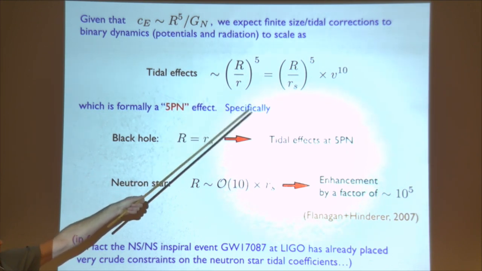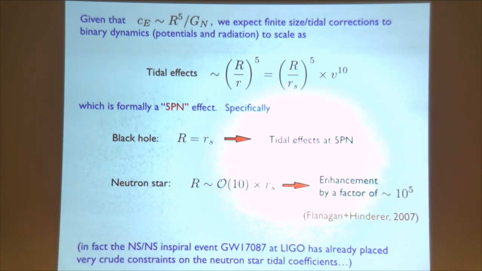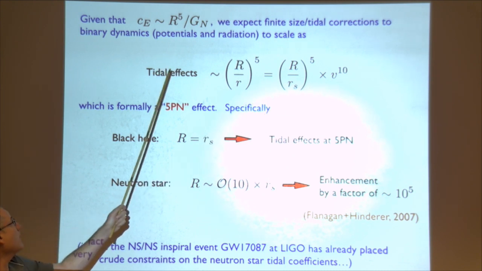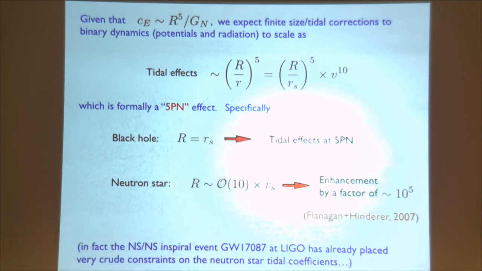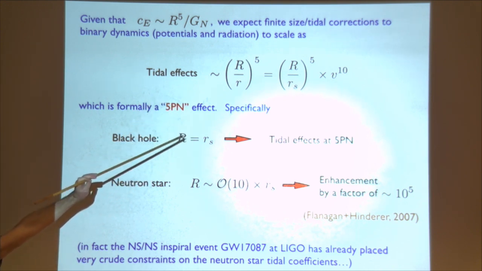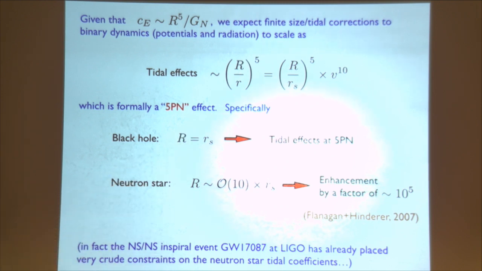And so if you use the fact that G Newton m over r goes like velocity squared for a nearly circular orbit, it's easy to see that these tidal effects are actually quite small in a velocity expansion, the thing that will be relevant for LIGO. It's a so-called 5 post-Newtonian effect, meaning that it goes like 5 powers of velocity squared relative to the leading order Newtonian potential. So for a black hole, this size r is exactly the Schwarzschild radius, so it really is a velocity to the 10 effect.